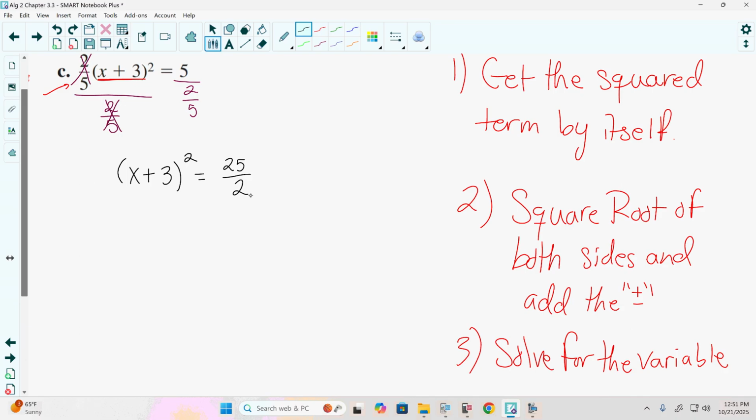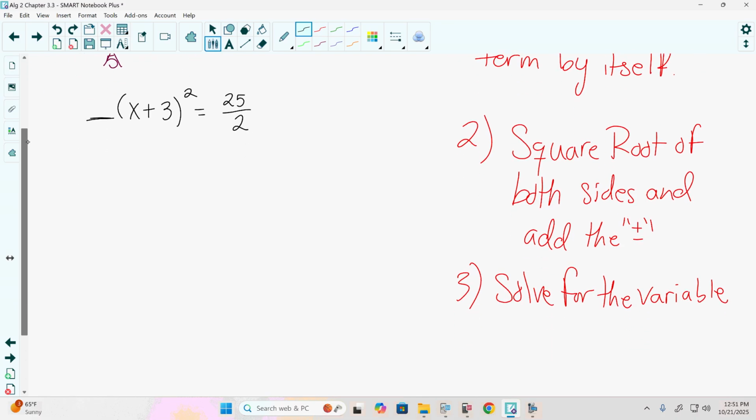Now, at this point here, we have the squared term by itself. There's nothing left being multiplied in front, and we have nothing added to it. So that means we can move on to step 2, and our second step is to square root both sides. And on the left-hand side, our square root and square would cancel, leaving us with x plus 3 is equal to plus or minus. Whenever we take square root of both sides, we have to add the plus or minus.